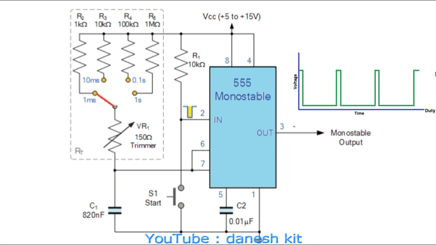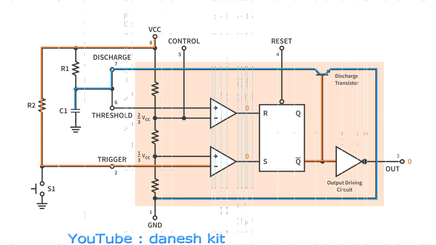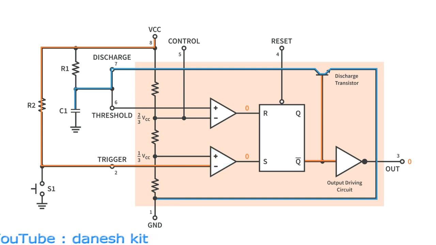In practice, the value of the timing resistor for a monostable 555 timer should not be less than 1 kiloohm or greater than 20 megaohms.